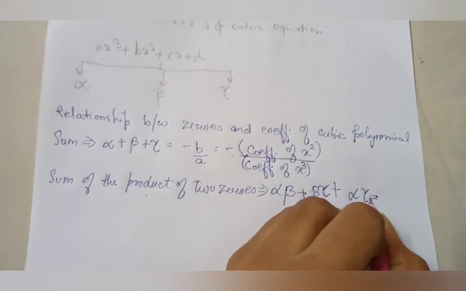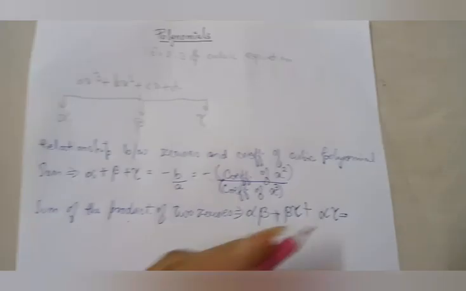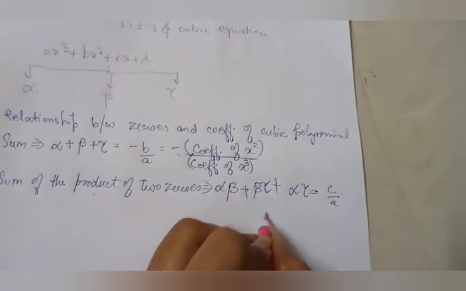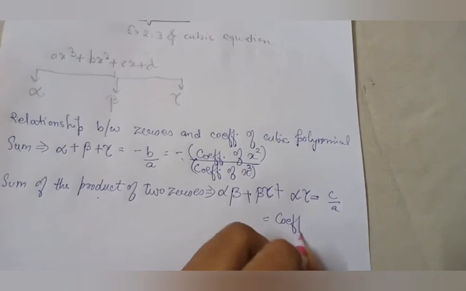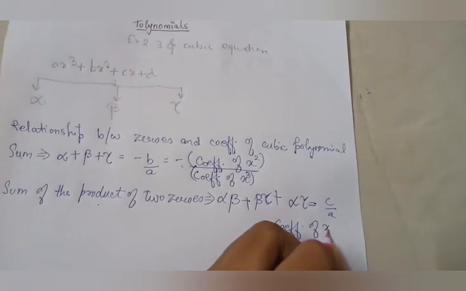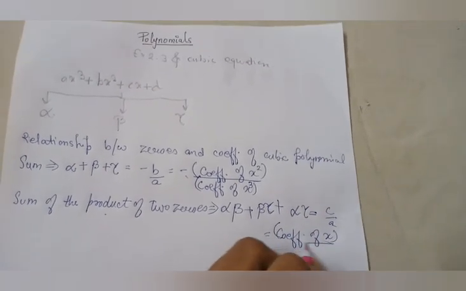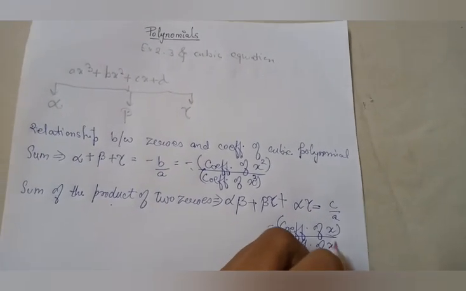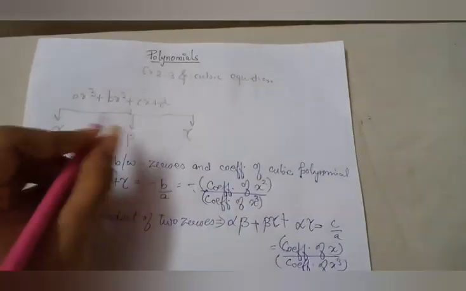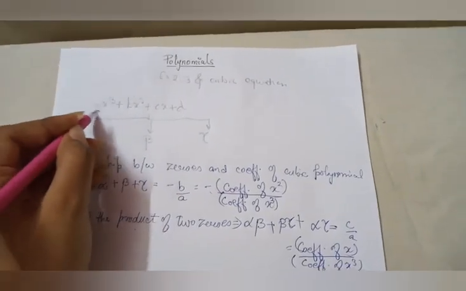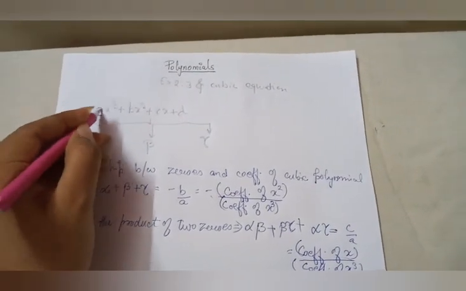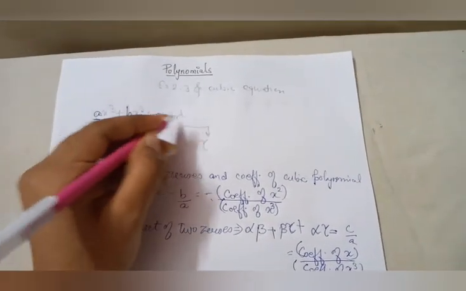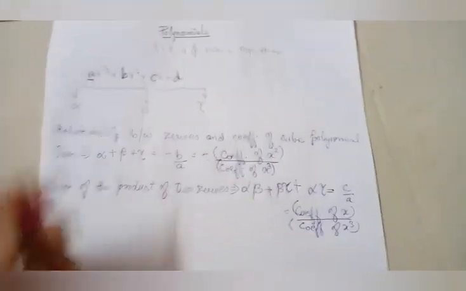It is equal to c upon a. Now what do c and a mean here? c means the coefficient of x, and a means the coefficient of x cube. As you can see here, a is the coefficient of x cube, b is the coefficient of x square, c is the coefficient of x and d is the constant term.